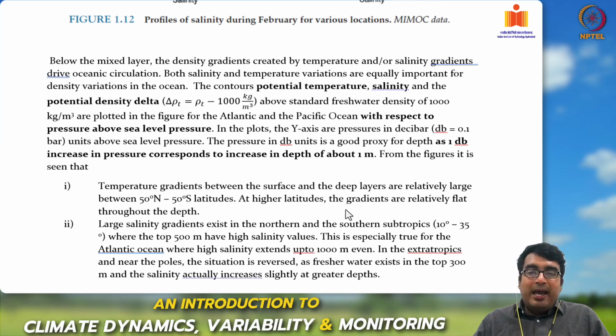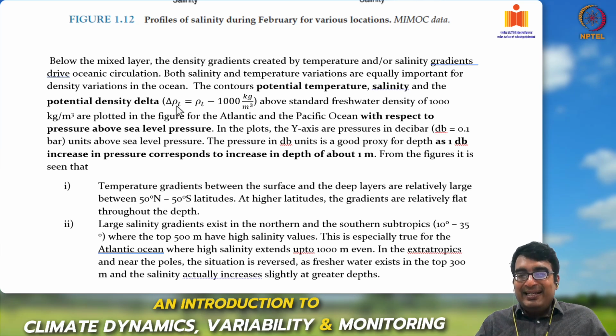Now, the contour maps have been plotted with respect to pressures in decibar. Now, 1 decibar is basically 0.1 bar. So, in the x-axis, we are plotting the salinity or potential temperature or potential density, while in the y-axis, we are plotting the decibar, the increase in the pressure as we go further and further down from the sea level in terms of decibars.